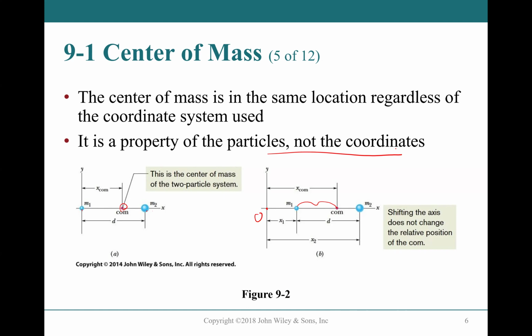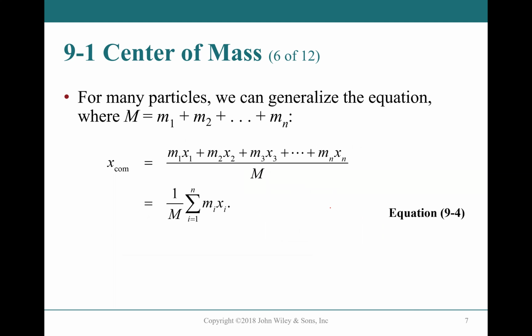So if the coordinate changes, the location of the center of mass with respect to the masses will be the same, okay? So shifting the axis does not change the relative position. So this is the relative position of the COM. And then we have this calculation here, okay?